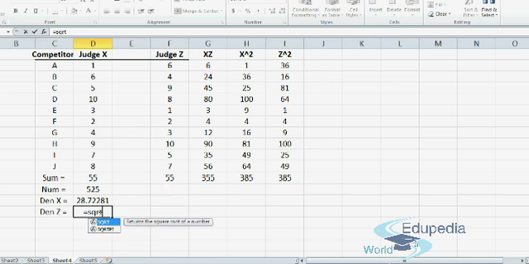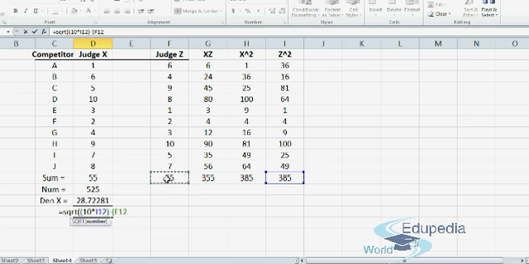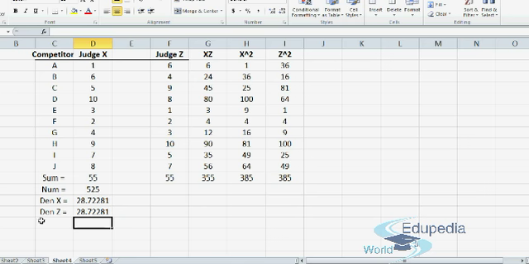The square root of n multiplied by summation z squared minus the square of summation z. Okay, and finally the value of the correlation coefficient will be equal to the numerator divided by the product of the denominators. And here we have, voila, exactly the same answer as we had previously.